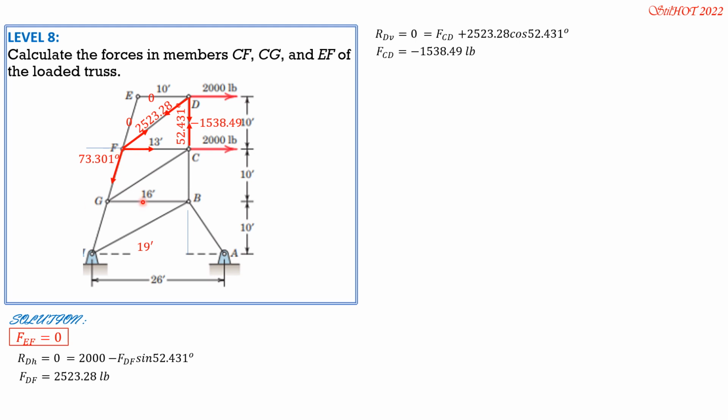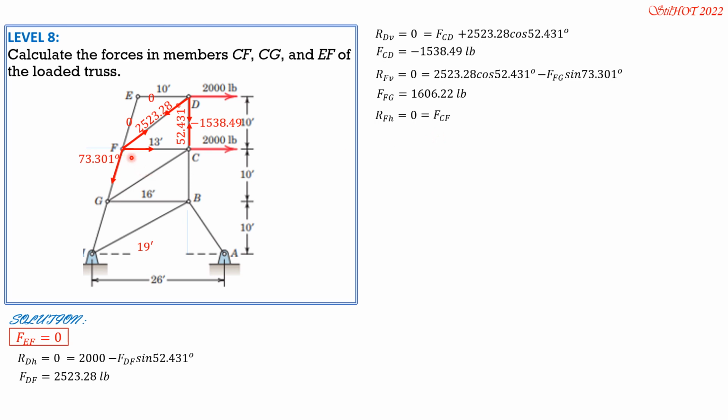At joint F, this is FFG. Summation of vertical forces at F equals 0 first, to get rid of simultaneous equations. So 2523.28 cosine of 52.41, the vertical component, minus FFG sine of 73.31, the vertical component of FFG, equals zero. Then we can solve FFG as positive 1606.22 pounds.